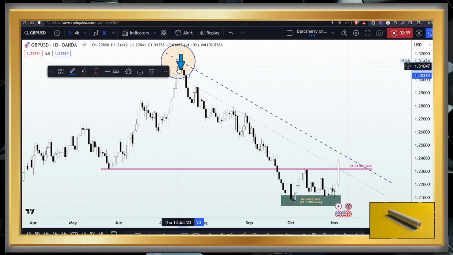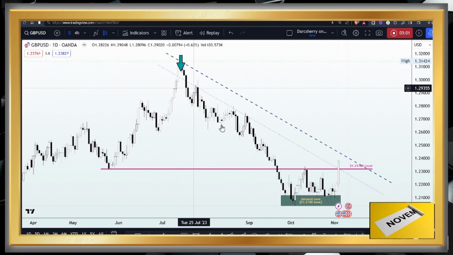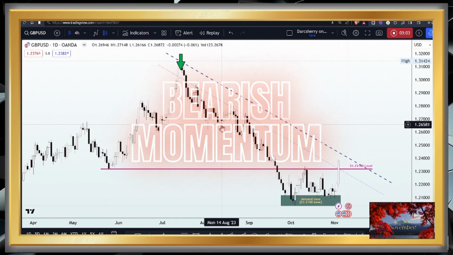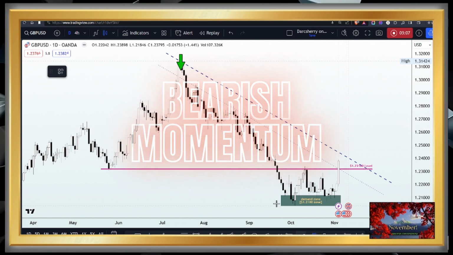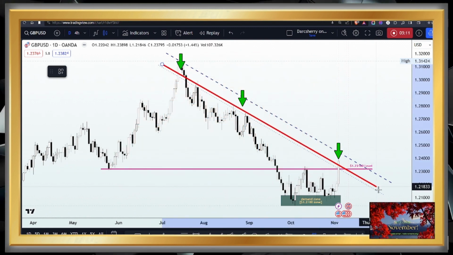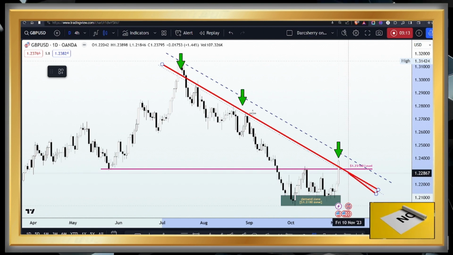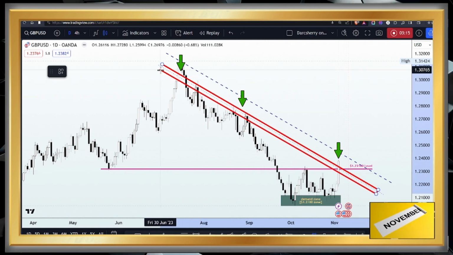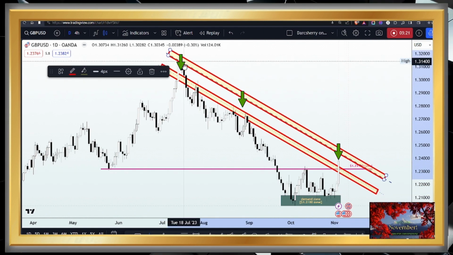And one of the first things I observed here is that since price tested the highest point around the 1.31400 level, that was in the month of July, we saw how price nosedived to the downside and along the line formed the series of lower highs, which interestingly gave us this descending trend line, which we will be using to guide our decisions for this week.